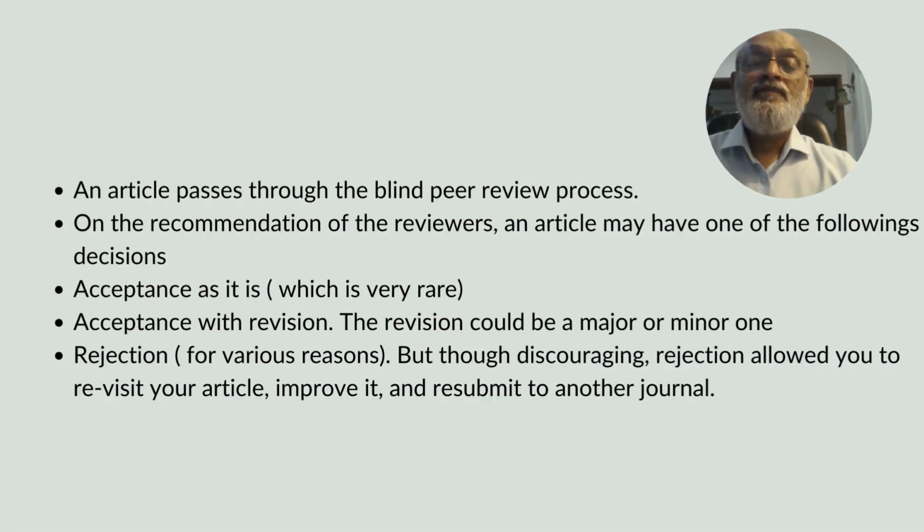An article passes through the blind peer review process. And on the recommendation of the reviewers, an article may have one of the following decisions. Acceptance of your article as it is, but this is very rare in academia and publishing circles. Acceptance with revisions. Now, revision could be a major or a minor one. Or your submission can result in rejection of your article.